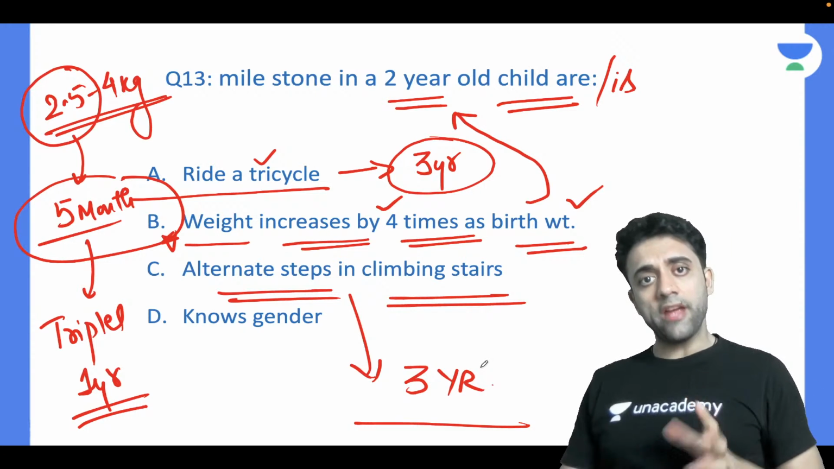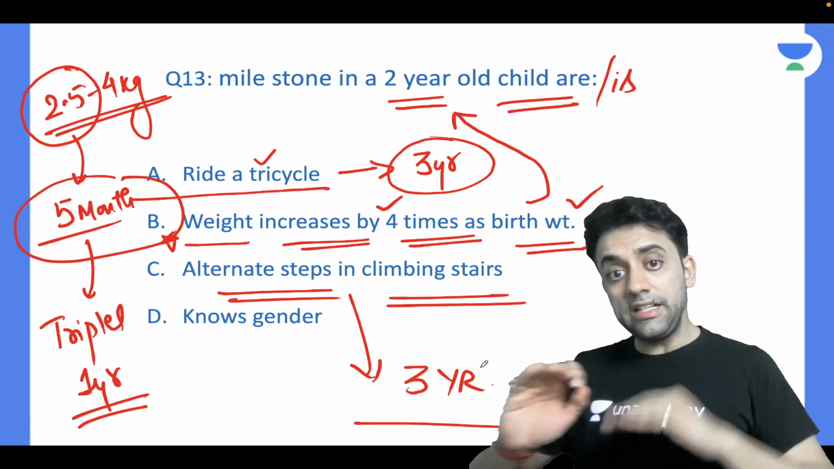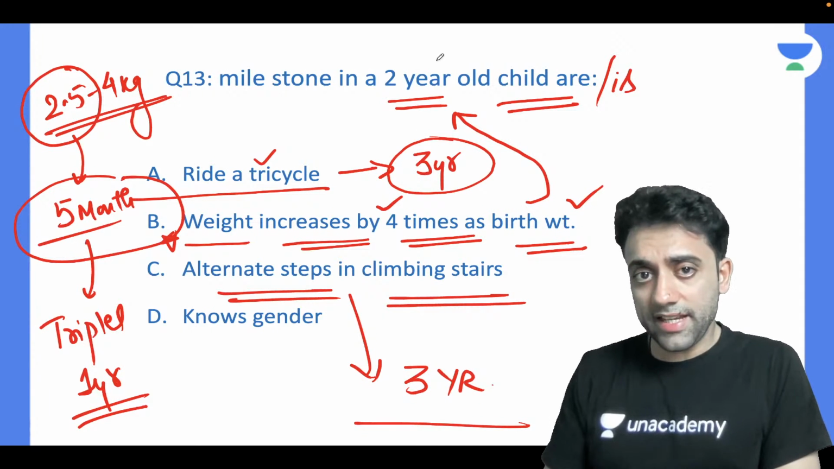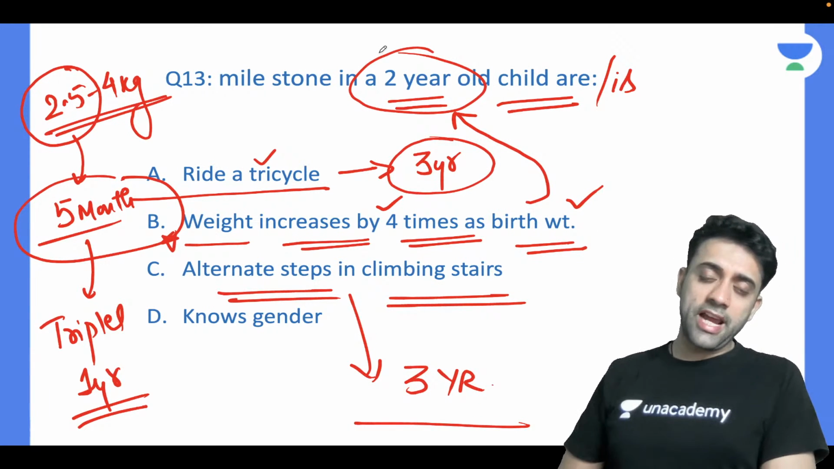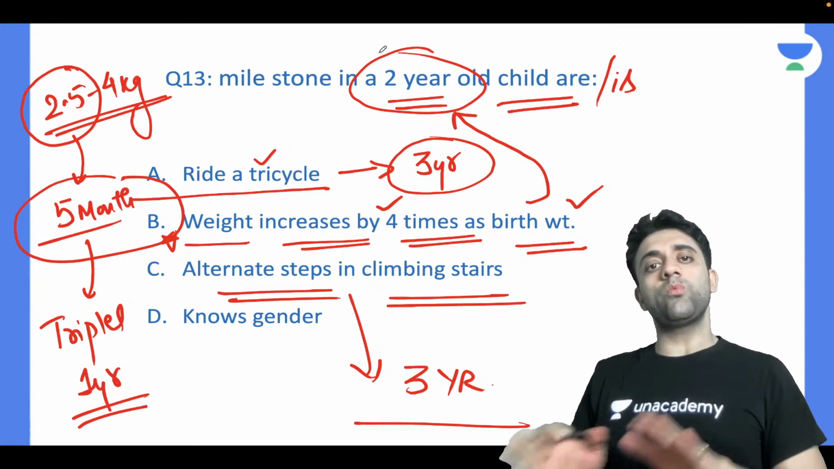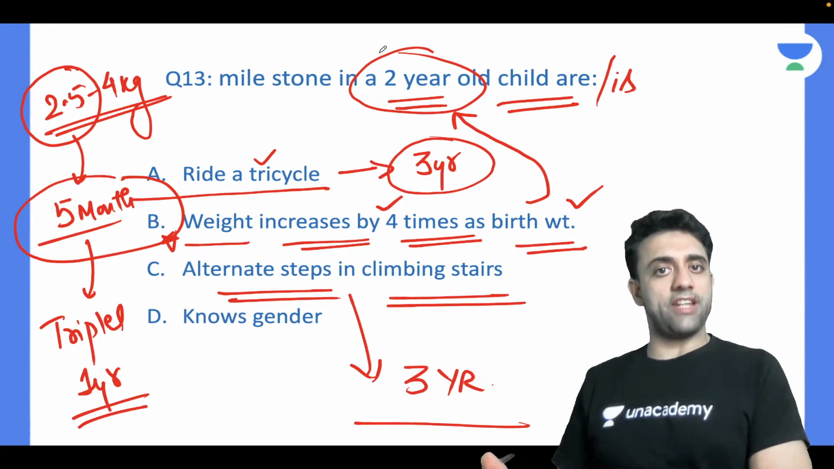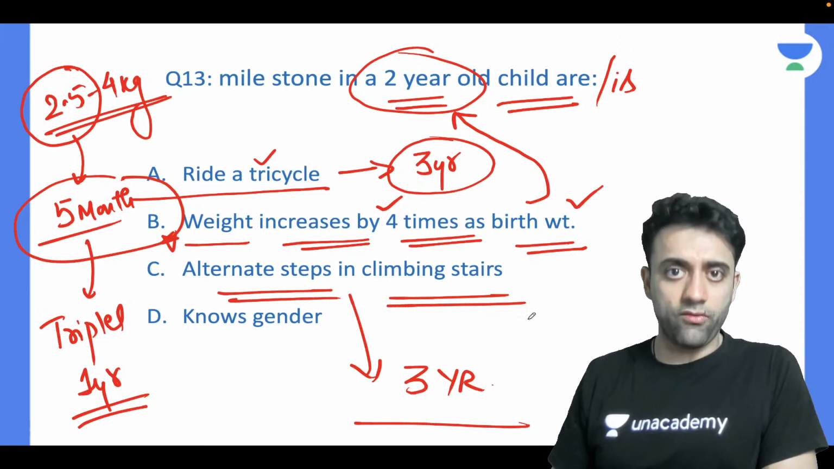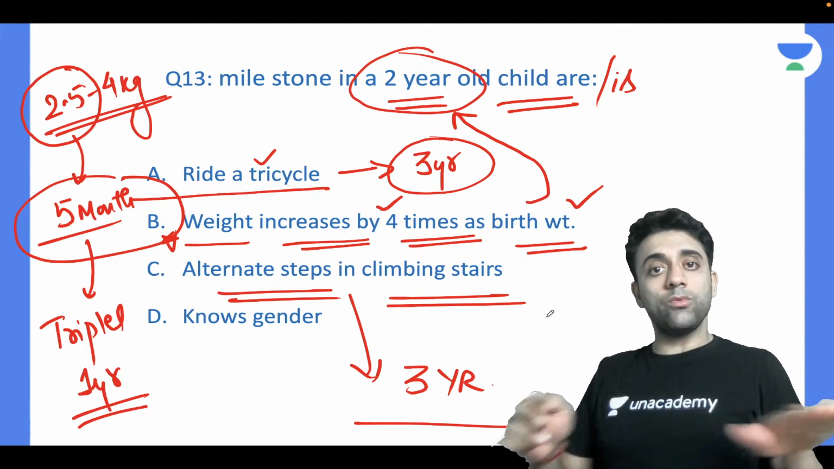3 साल का बच्चा जो है वो सीढ़ियां चढ़ सकता है. अल्टरनेट स्टेप्स. 2 साल का बच्चा कैसे चढ़ेगा? How will a 2-year-old climb? 2-year-old, sir, he will have, most importantly, 2 feet at one step. That's how a 2-year-old will walk on the stairs.